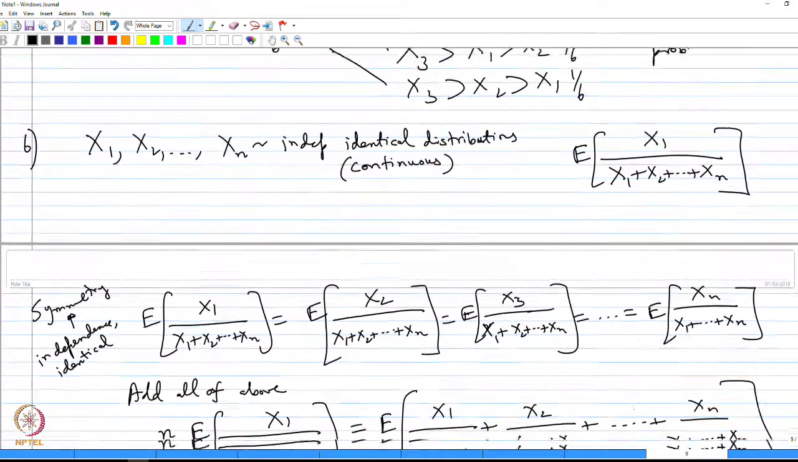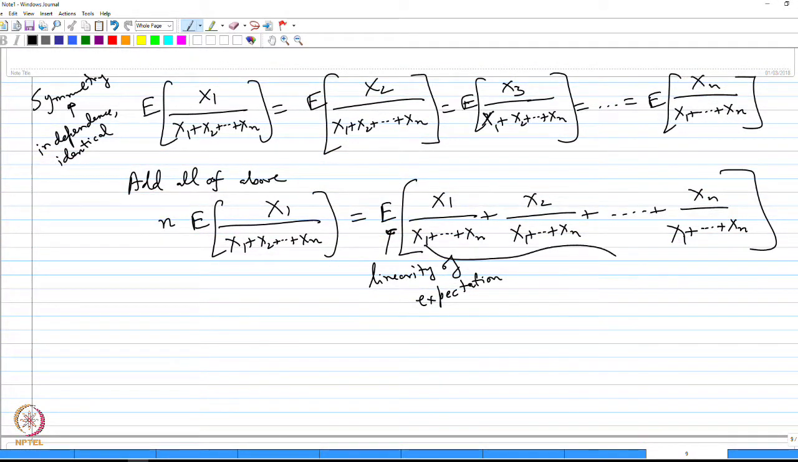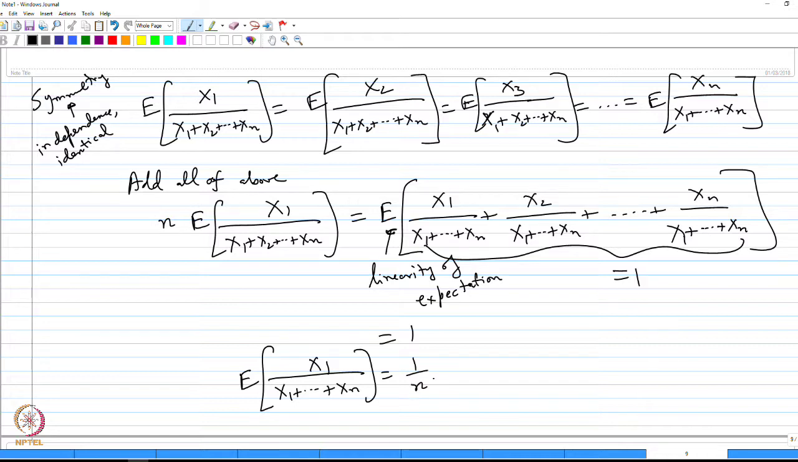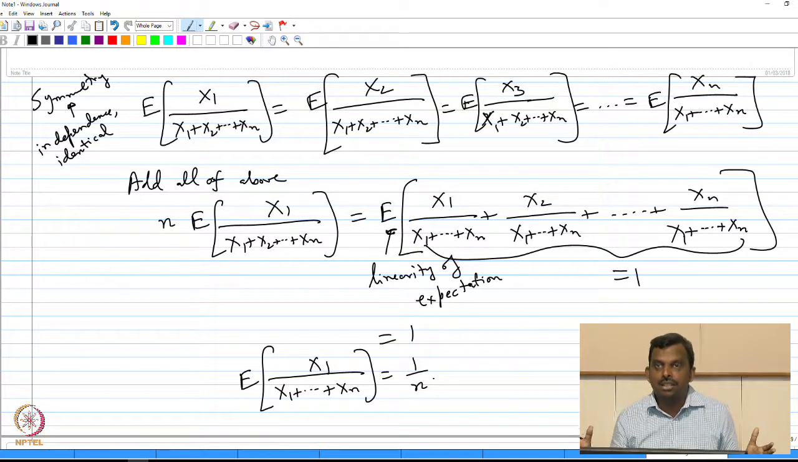But what is this quantity inside? It is just 1. And what is the expected value of 1? It's just 1. So the expected value of x1 divided by x1 plus up to xn evaluates to 1 by n. So without doing any major integration, you've got to the answer. Quite often, while integration is an obvious way of getting to the answer, if you use symmetry, independence, and linearity of expectation, you can avoid a lot of hard work and get very simple and elegant answers. A lot of probability is simplified by this.